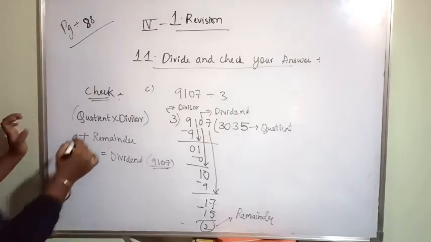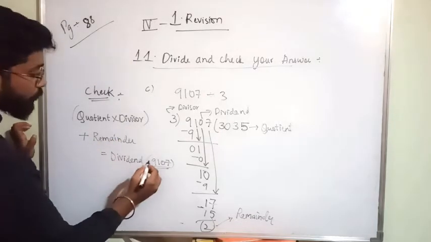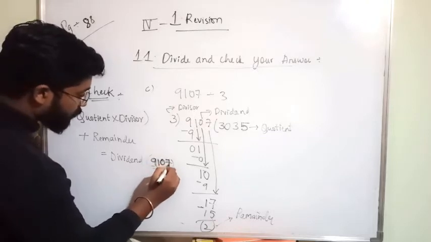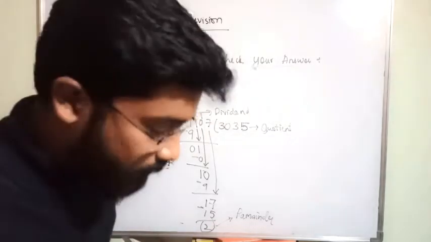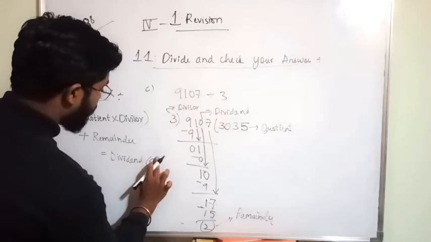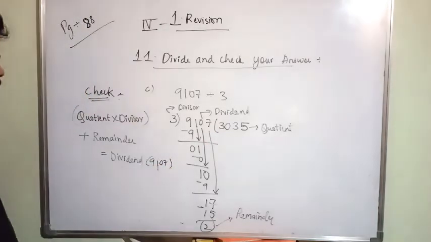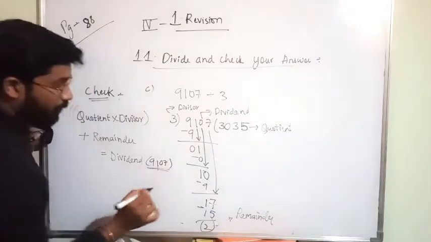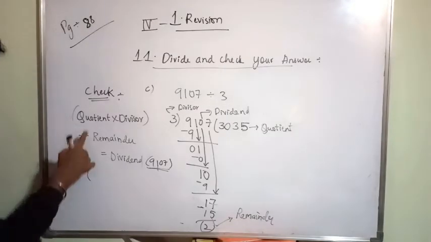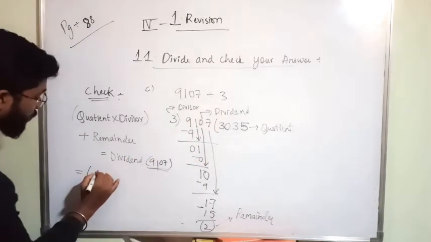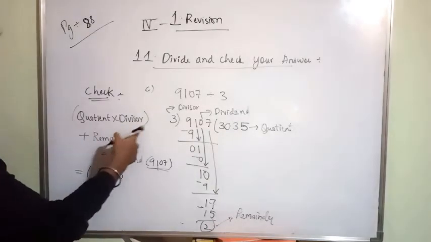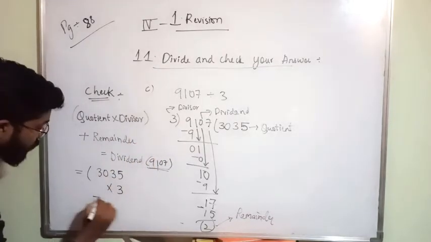If you do quotient into divisor plus remainder, you should get this number, 9107. Just a minute. What is the dividend here? 9107. So let us see whether we will get this number or not. I am writing here. Quotient is how much? 3035. Divisor is how much? 3. So let us do the multiplication.